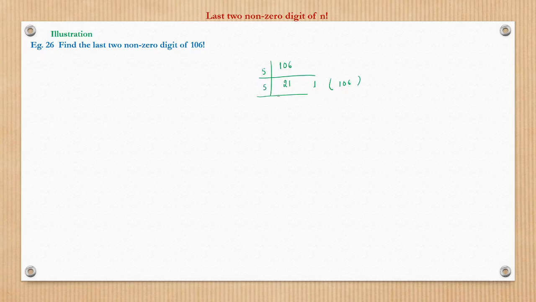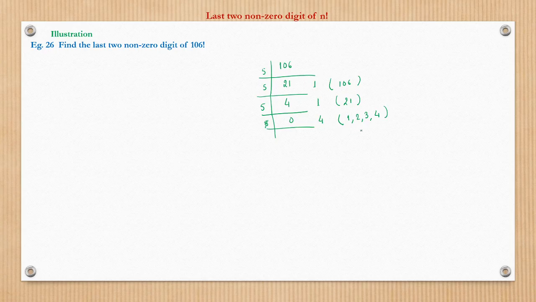Now further we will divide 21 by 5. It will go 4 times with 1 as remainder, because 5 times 4 is 20, so 21 leaves a remainder of 1. Now we will divide 4 by 5. It will go 0 times with 4 as remainder. What will those remainders be? Those remainders will be 1, 2, 3 and 4. These 4 numbers will be there as remainders.